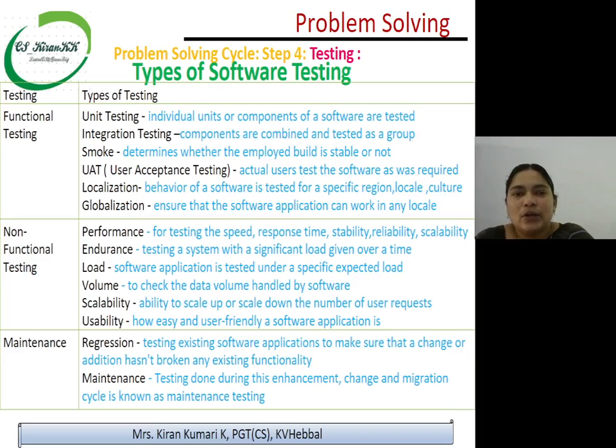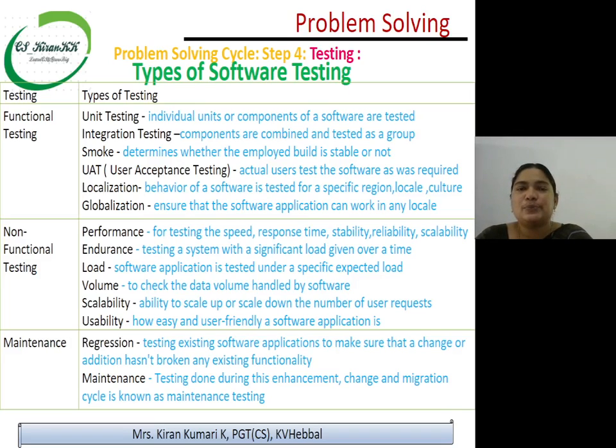Localization is the behavior of software that is tested for a specific region, specific locale, specific culture. Globalization ensures that the software application can work in any location. Coming to non-functional testing, we will be looking at performance, endurance, load, volume, scalability, and usability.